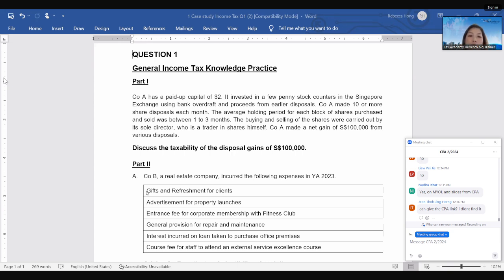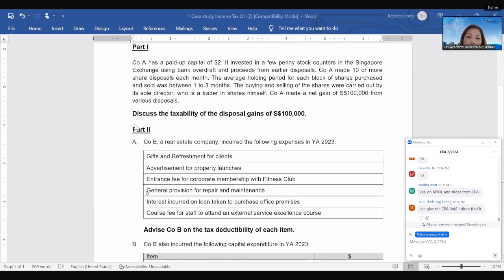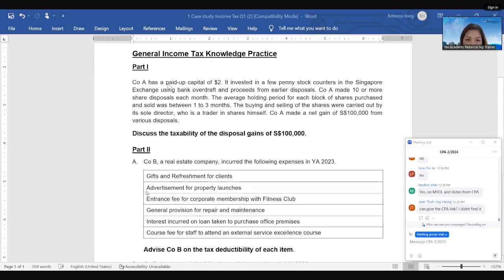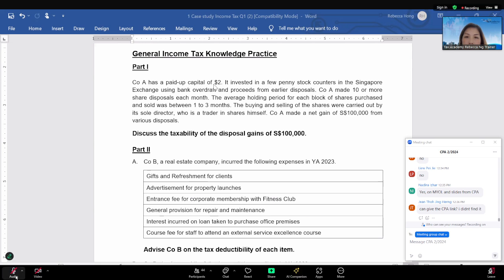Okay, so for part 1, it will be question 1. There are 2 parts to it. For company A, which has a paid up capital of... you can see the screen, right? The case study notes. Yes.